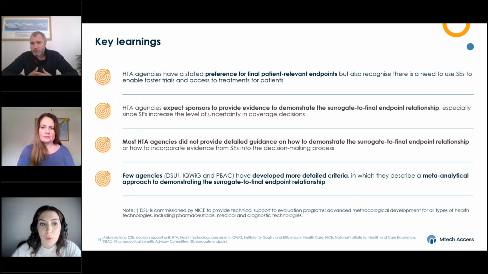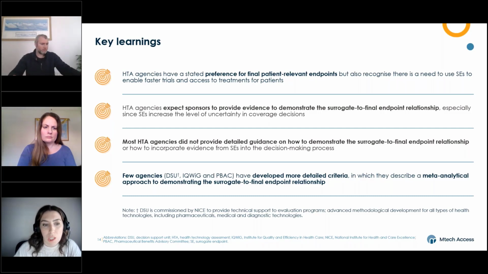Okay, so now we've understood how surrogate endpoint validation is performed from Callum, I'd like to reflect on some key learnings from our research. So firstly, HTA agencies have stated a preference for final patient relevant endpoints. They also recognise that there is a need for surrogate endpoints to enable faster trials and access to treatment for patients. Secondly, HTA agencies expect sponsors to provide evidence to demonstrate the surrogate to final endpoint relationship, especially since surrogate endpoints do increase the level of uncertainty in coverage decisions.